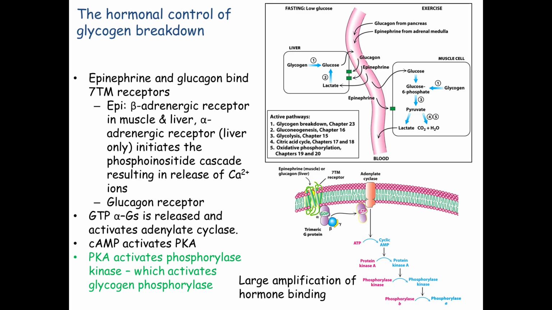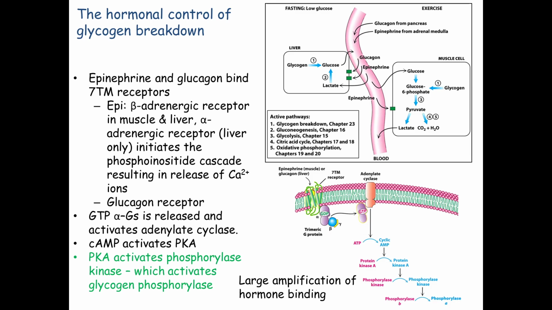So why the long cascade? Why all these steps? Why not just have epinephrine bind and that activate glycogen degradation? The beauty in having all these steps is you get an amplification at every step. Each of these enzymes turns on thousands of other enzymes. And each of those activates thousands of others. It can do it over and over and over. So because of this cascade, we get a huge amplification of the signal.